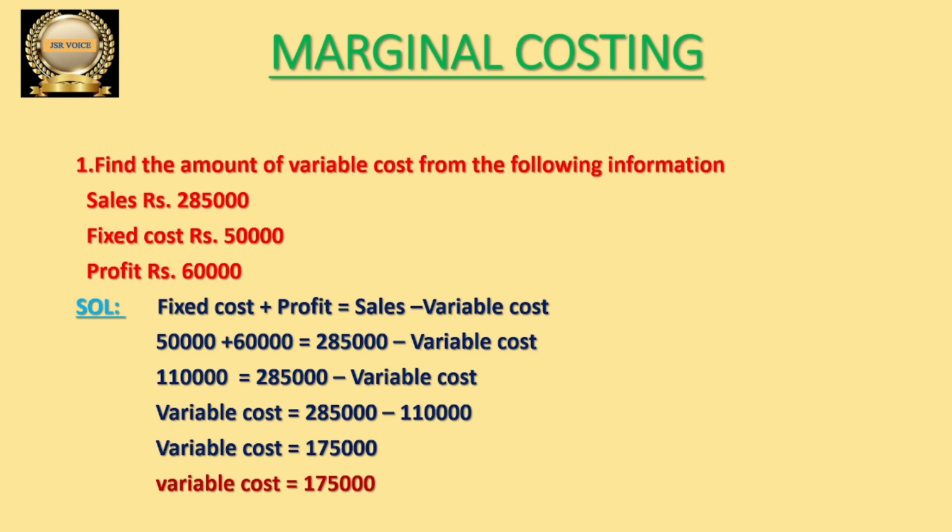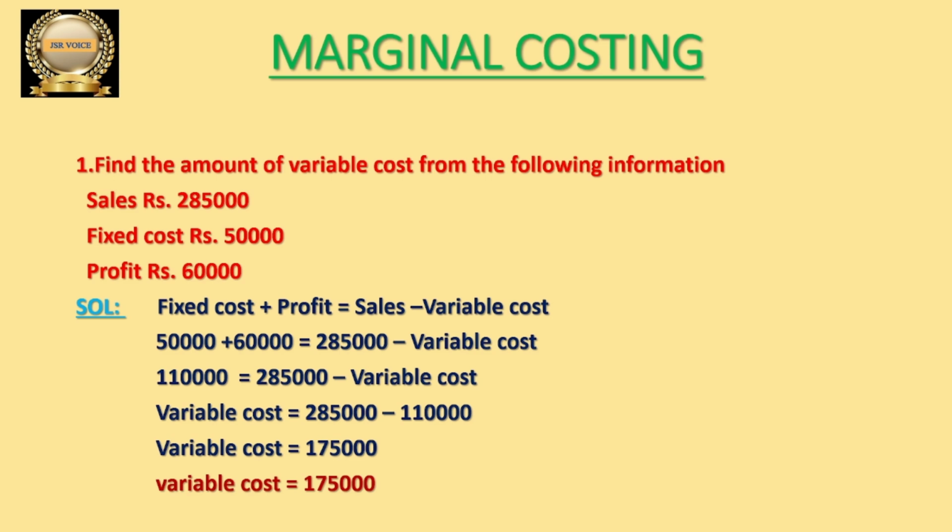If you see in the question, sales is there, fixed cost is given, profit is given. So out of these four items, all three are there except variable cost. And in the question they asked us to find out variable cost only. So we can use this marginal costing equation to find the variable cost. It is very simple. Here we have to play with the formulas. If you are able to apply the proper formula, easily we can find out what we have to find out.